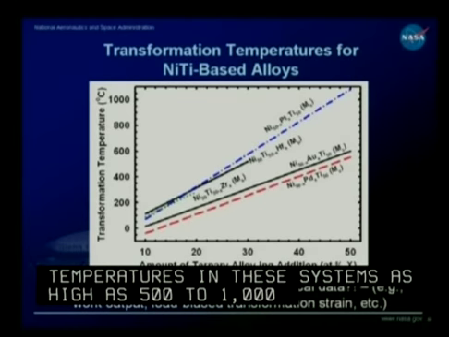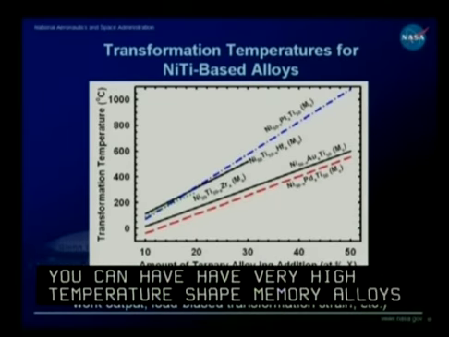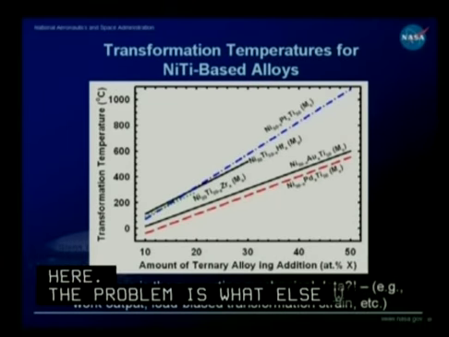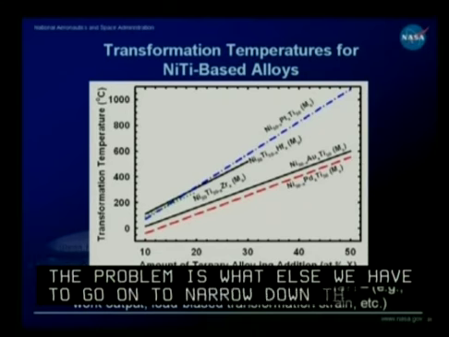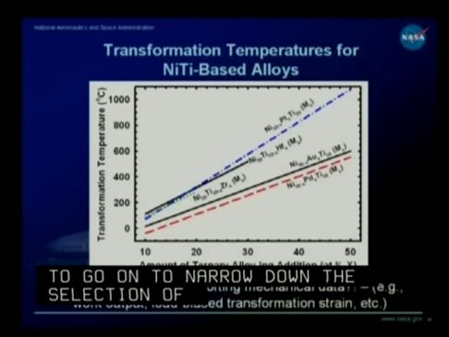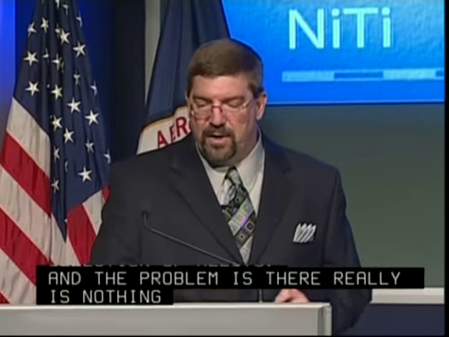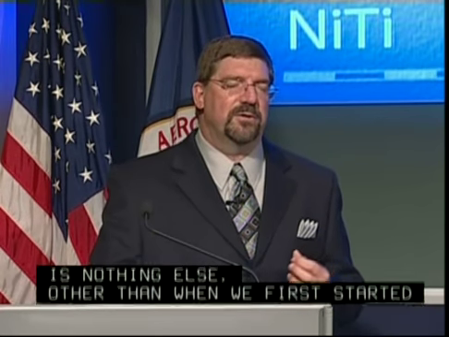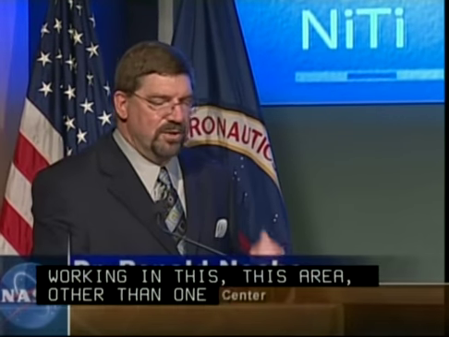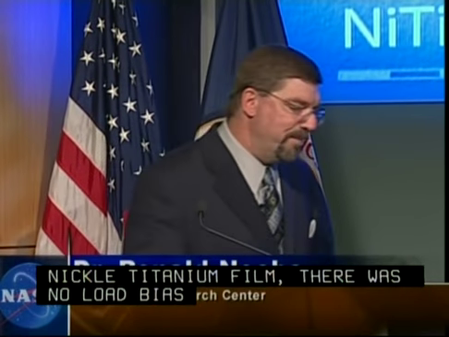Again, the problem is, what else do we have to go on to narrow down this selection of alloys? And the problem is there really is nothing else. When we first started working in this area, other than one data point for a nickel titanium hafnium thin film, there was no load bias data available for these. So if I could have the next slide.